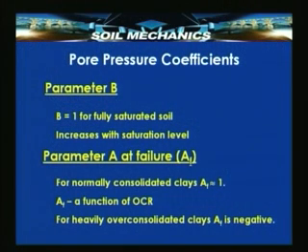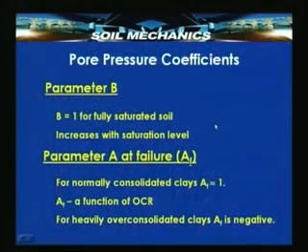Let us take a look at what these parameters are or what their likely values are. Obviously, parameter B, since it depends upon delta sigma 3, is equal to 1 for a fully saturated soil. In a fully saturated soil, the moment you apply delta sigma 3, an equivalent amount of pore pressure will be generated, and therefore, B has to be equal to 1 for a fully saturated soil ideally. And then in general, as saturation improves, B will go on increasing until under full saturation it becomes 1. Under partly saturated conditions, B will be less than 1.